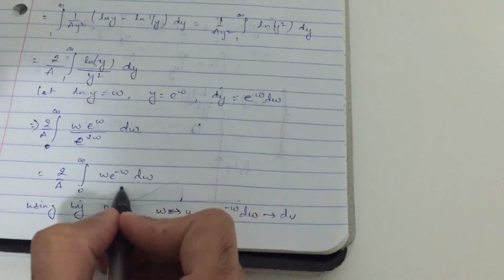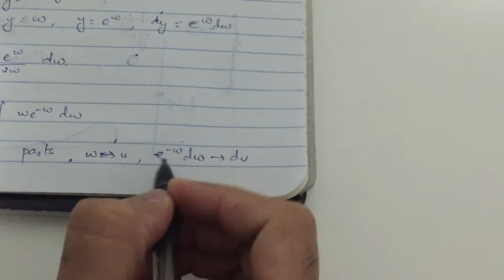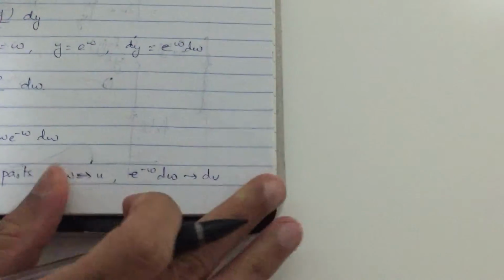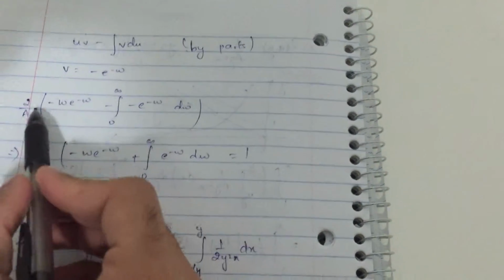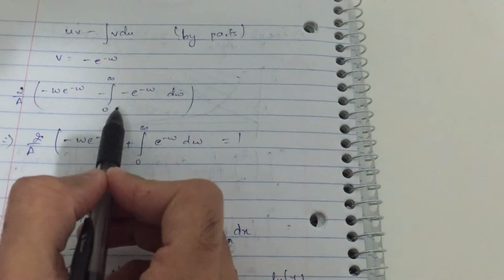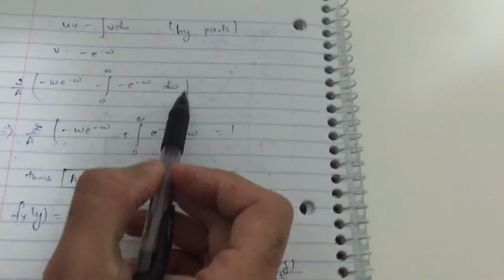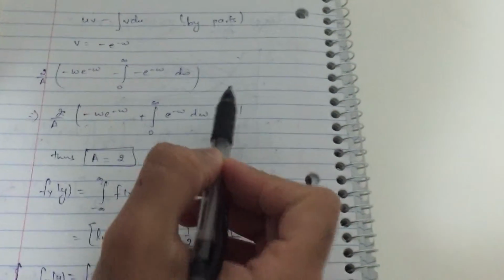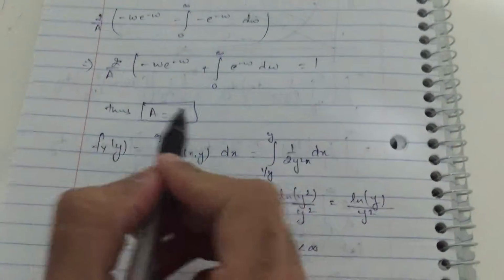dw. And using integration by parts to solve this, we're taking w as u and e raised to power minus w dw as dv. So just putting those values, v becomes minus e raised to power minus w. So 2 by a, minus w e raised to minus w from 0 to infinity, minus the integral of e raised to minus w dw. We know that this value equals 1, the total probability. So on solving this, we get a equals 2.